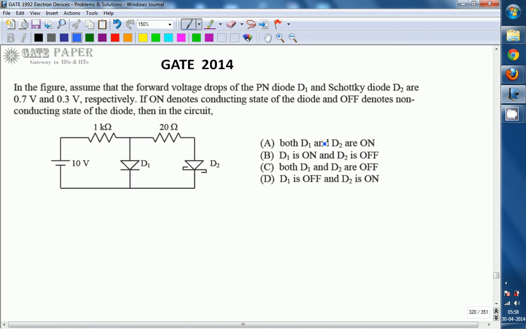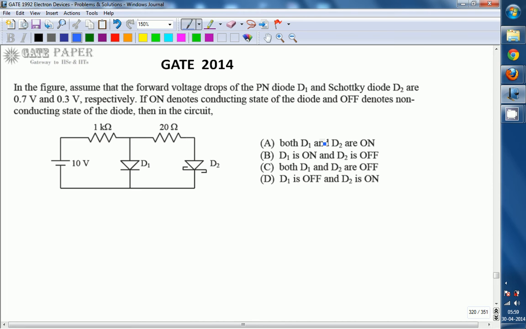Hello, we are discussing the GATE 2014 ECE paper, and this question is related to electronics. In the figure shown, assume that the forward voltage drops of PN diode D1 and Schottky diode D2 are 0.7 and 0.3 volts respectively. If ON denotes the conducting state of the diode and OFF denotes the non-conducting state, then what are the positions of D1 and D2? Which will be off, which will be on, both on, or both off?